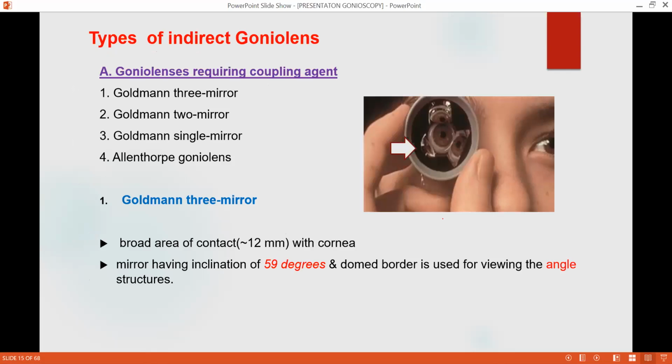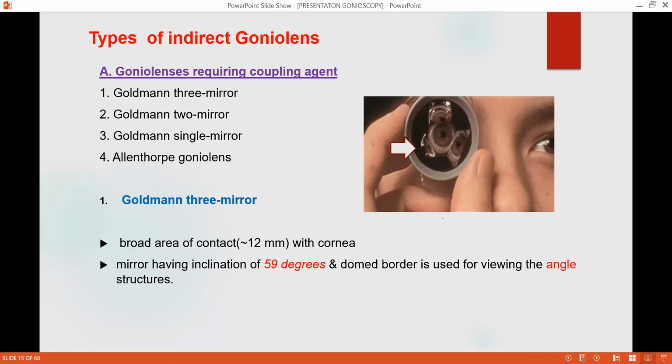Various gonio lenses are available for indirect gonioscopy. They are broadly classified as gonio lenses requiring a coupling agent and gonio lenses which don't require a coupling agent. So what is this coupling agent? A coupling agent could be a viscoelastic or methylcellulose substance or simple artificial tears, which are used to put the lens on the cornea. Since these lenses have a broad area of contact with the cornea, around 12 millimeters, they require a coupling agent to form a seal so that the lens can be stabilized on the cornea.